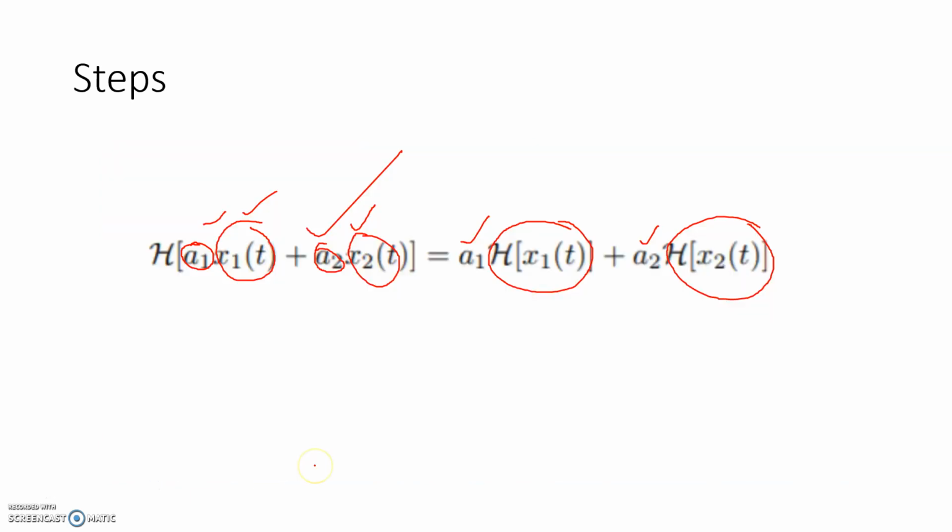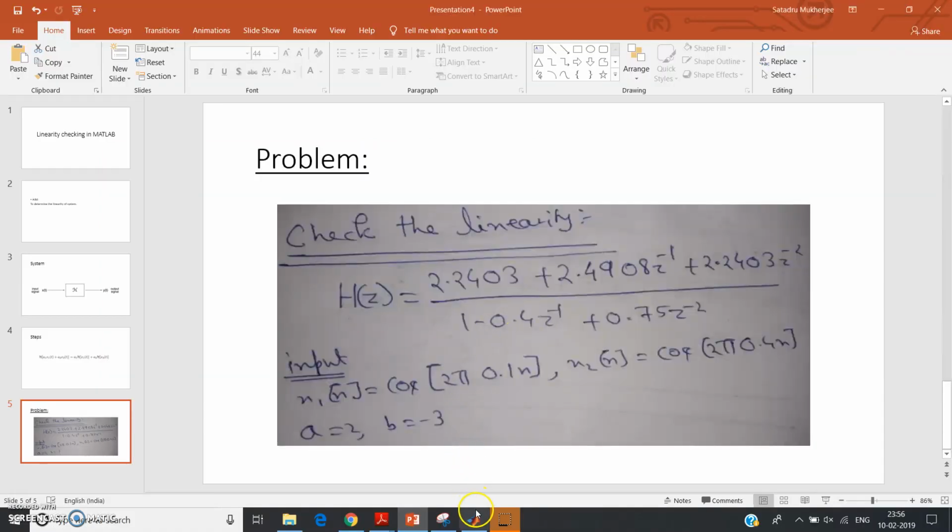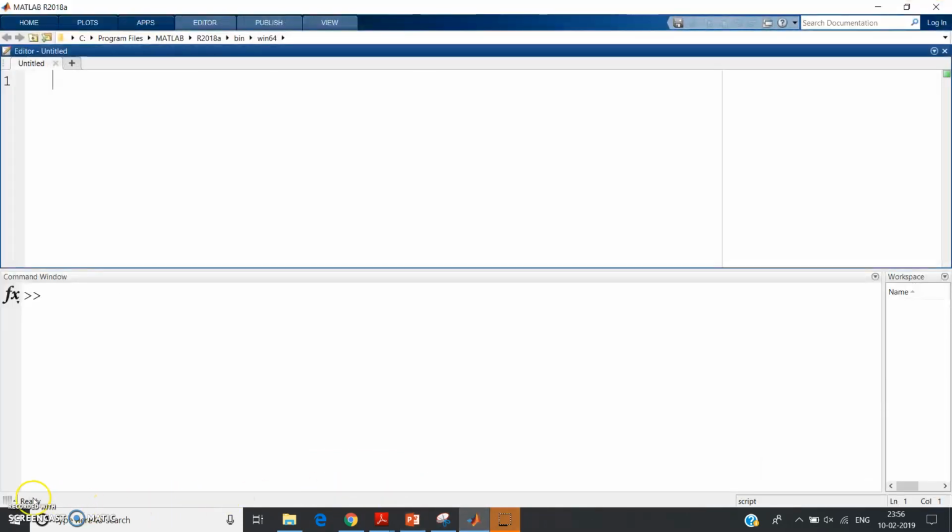Here a and b are, according to our theory, a1 and a2. It is given as a equal to 2 and b equal to minus 3. Now you have to determine whether the given transfer function of the system, that is the system, is linear or not. So let us do it step by step. Let me directly go to MATLAB and show you these steps. You just note down this question, okay? So let us directly go to MATLAB.